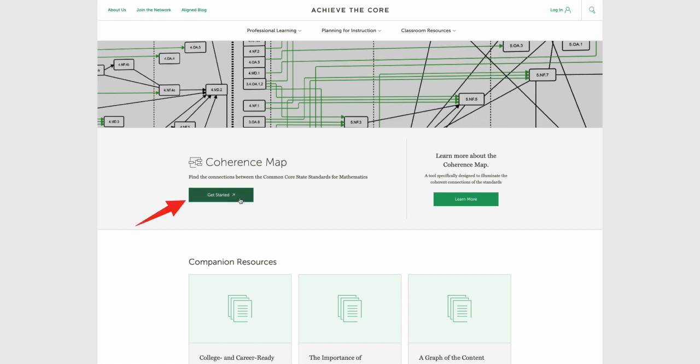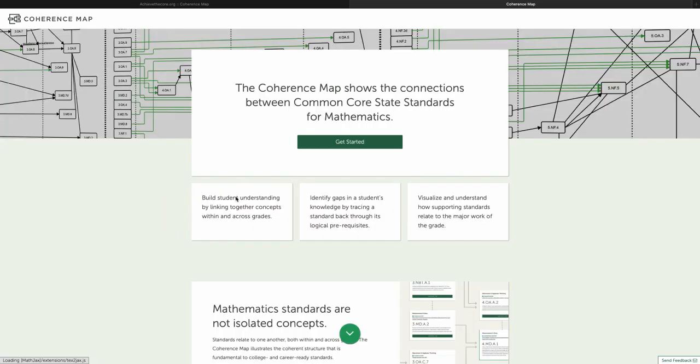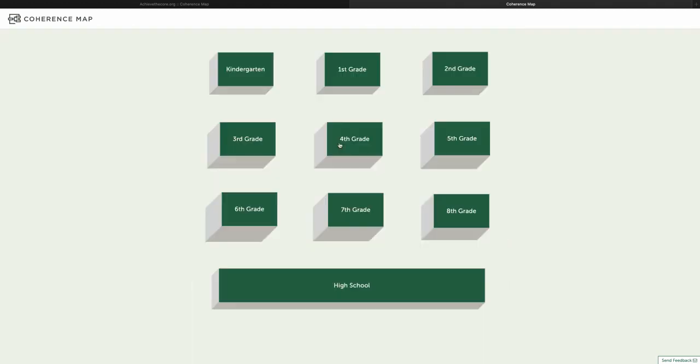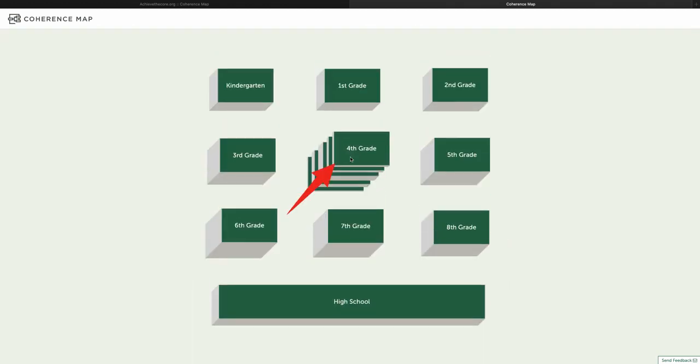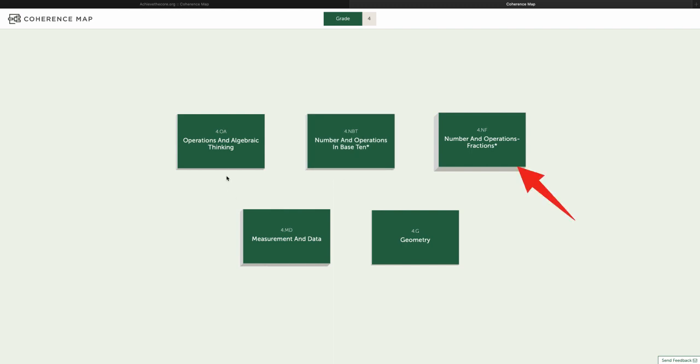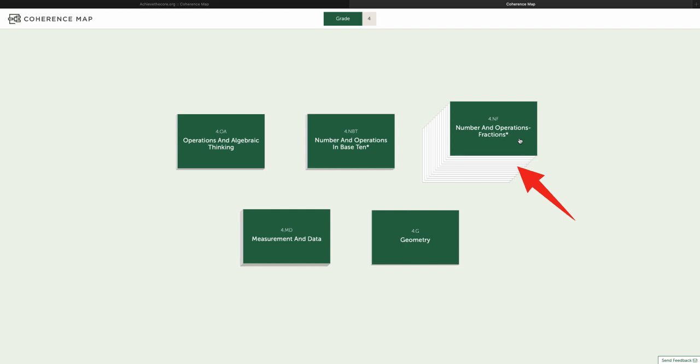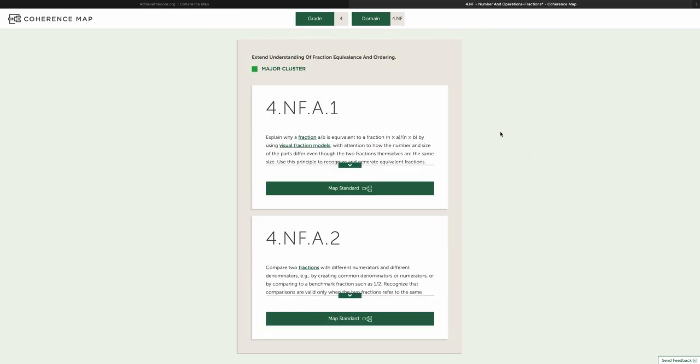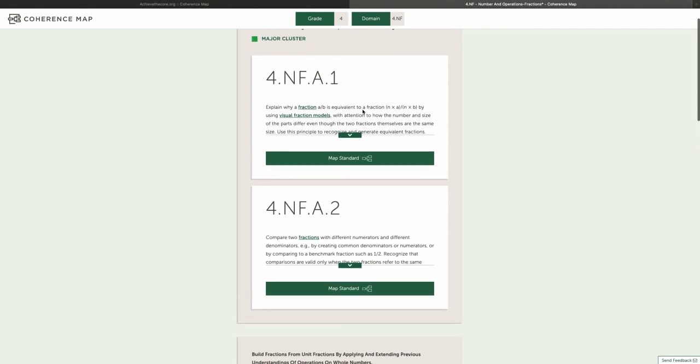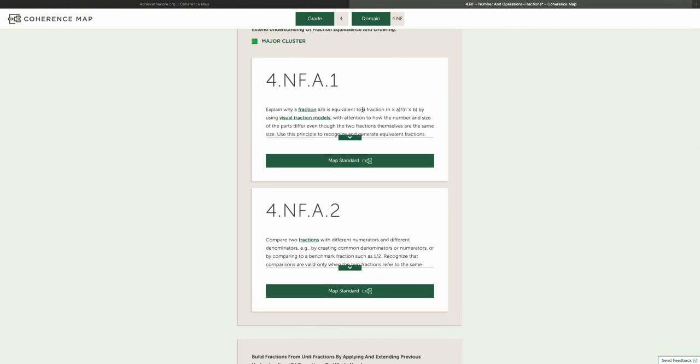And then on Coherence Map here, I get started. I click here. It gives me a synopsis at the bottom. I was in grade 4. And now it's going to open up here, and I know that number and operation fractions, I'm going to pick this one as a major cluster, so I go ahead and click that. Now, it opens up the 2 major clusters. So you have 4NF A1 and A2.